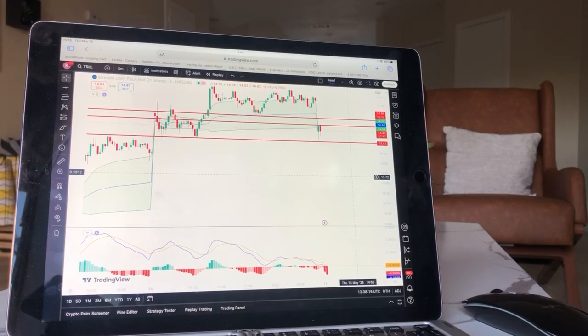I want to know if it's going to close the previous gap or this current gap here that it just made on the market open.